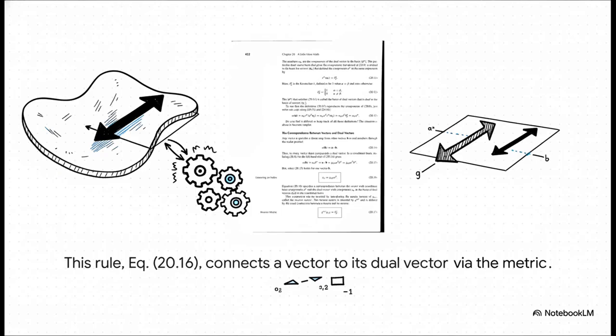And here is that rule in all its mathematical glory. This equation just shows you the recipe. It's how the components of a dual vector, the A with the little subscript, are calculated from the original vector's components using that metric, g. This is the gear that connects a vector to its shadow.